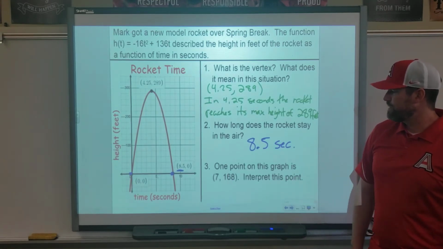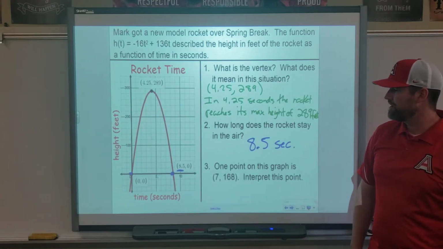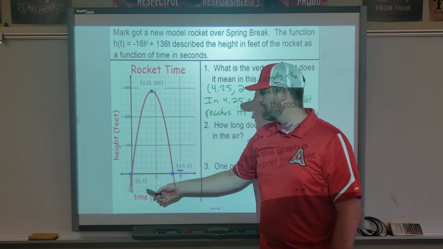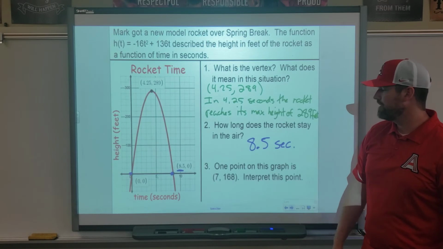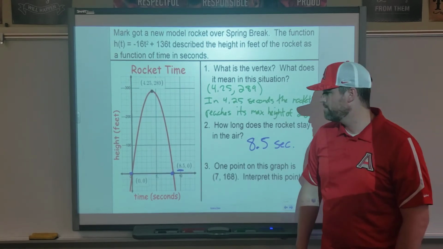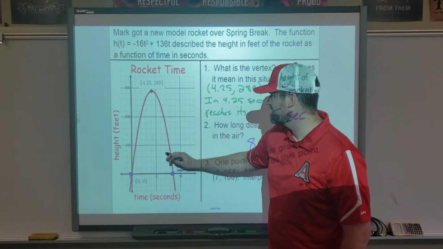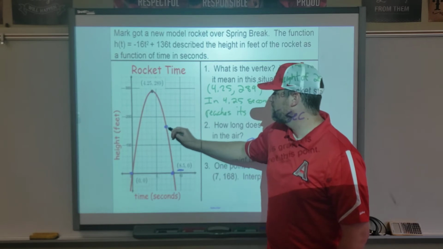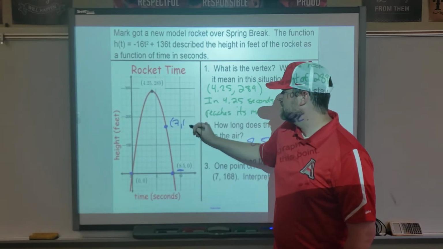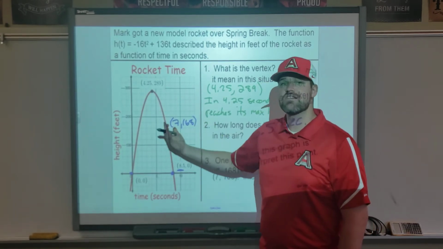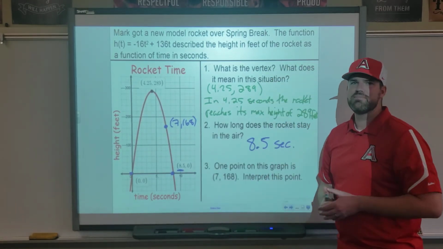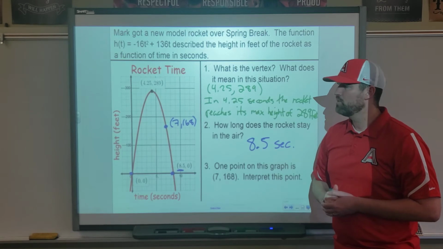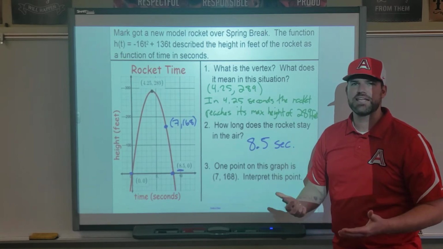One last question on this page. Another point on this graph. So we put the critical points, right? We put our two x-intercepts, we put our vertex. But another point on this graph is at 7, 168. So if I go to 7 and then to right here, and again, there's an infinite number of points on this graph. This is just one of the points. But what does this point mean? What does 7, 168 actually mean in this problem?